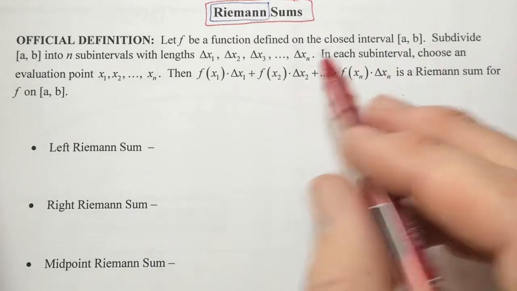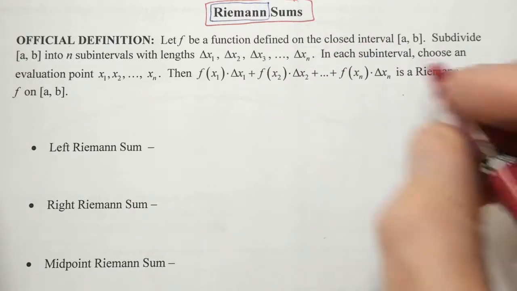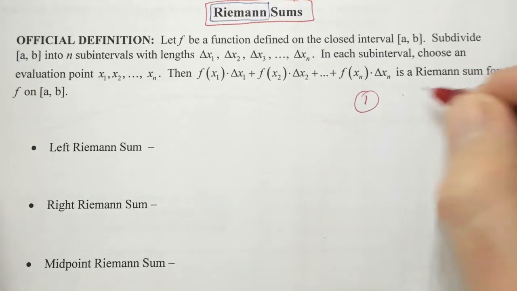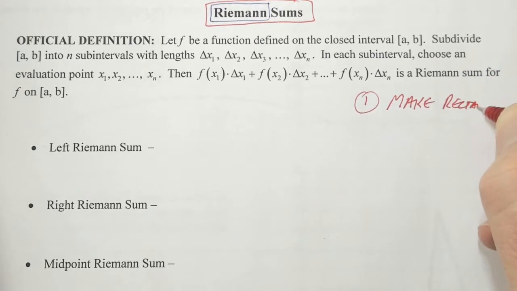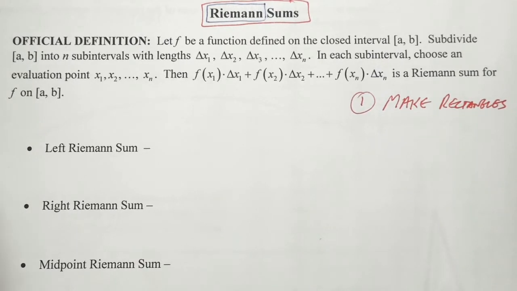Riemann's idea for these sums is basically 3 steps. The first step is make rectangles. We're looking to get the area under a curve, but we don't have an exact formula for whatever these curves happen to be because they're not rectangles or trapezoids or semicircles or anything like that. These functions are all over the place. So what do we do? We keep it simple. Let's make some rectangles underneath the curve.